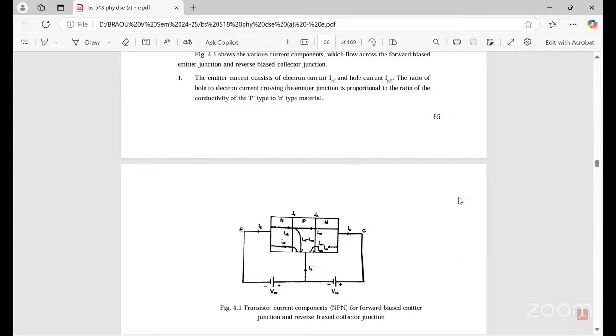Okay. So the emitter has an emitter current due to the electrons, which is IE, and a hole current, which you can call IPE. The positive holes in the emitter region constitute the current IPE. The negative electrons in the emitter region constitute INE. So the ratio of the hole to electron current crossing the emitter junction is always proportional to the ratio of the conductivity of the P type to N type material.